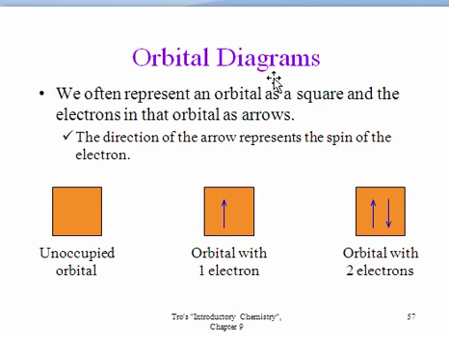Now, this is what's known as an orbital diagram. It's related to electron configurations, but it's more detailed. Instead of actually writing just the energy level and the subshell, we write boxes or circles or lines that indicate our orbitals. And this would be an unoccupied orbital, an orbital that has no electrons in it. This would be an orbital with one electron in it. We always place it with spin up. And then this would be an orbital with two electrons in it, spin up and spin down.